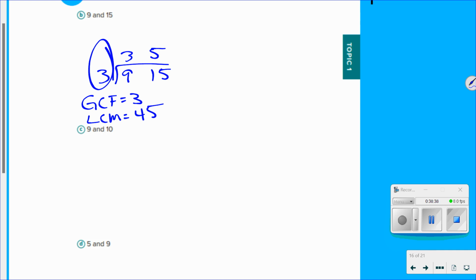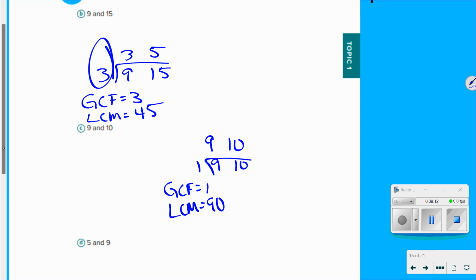That fast. You should literally be done that quick on these problems, guys. Okay? 9 and 10. Can I divide them both by 2? By 3? By 5? By 7? So what is their common factor? 1. What is the math term we just learned where their GCF is 1? Relatively prime. Excellent, Mason. They are relatively prime. So my GCF is 1. My LCM, I still multiply them together, is 90.